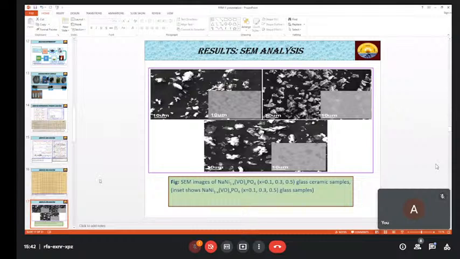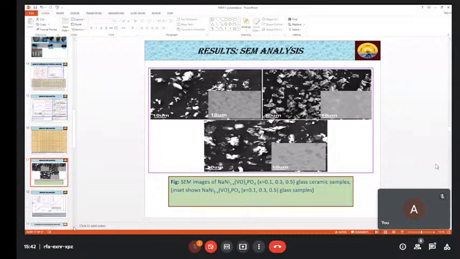Next, what is the SEM analysis? Scanning electron microscope. Here the inset figure indicates the glass samples and the remaining background of the figure indicates the glass ceramics. This one is x equal to 0.1, 0.3, and 0.5, and when x equal to 0.3, the background has a number of crystal grains formed. So that's why this is better compared to the remaining. From the SEM analysis, you can identify the morphology of the crystals.